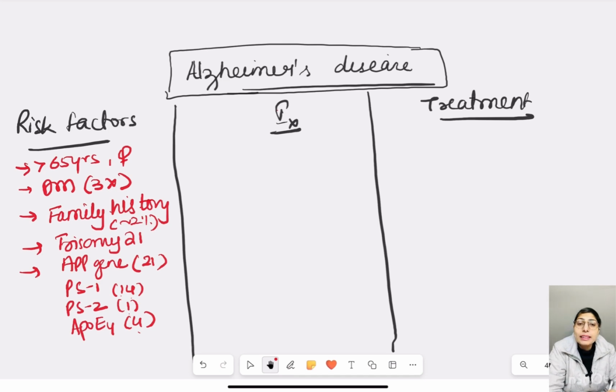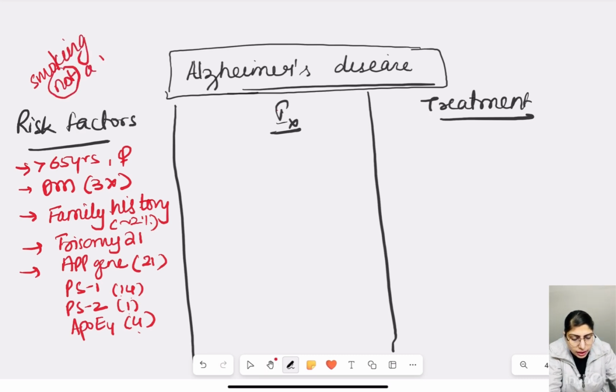A positive family history increases the risk of Alzheimer's by 2%. So out of 100 patients, 2 may be having a genetic link or maybe having a positive family history. This is what we mean by this. So these are the risk factors. Important question that is asked is, smoking is not a risk factor for Alzheimer's.